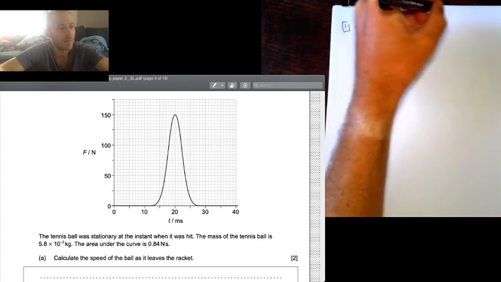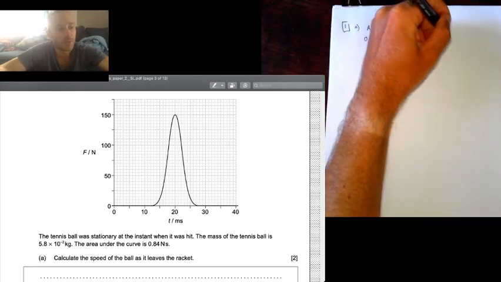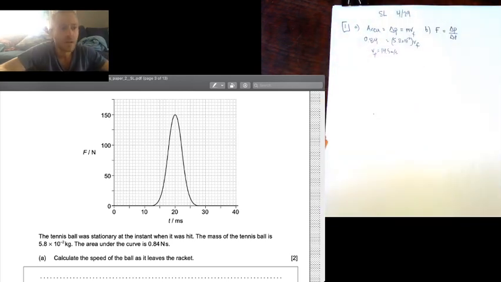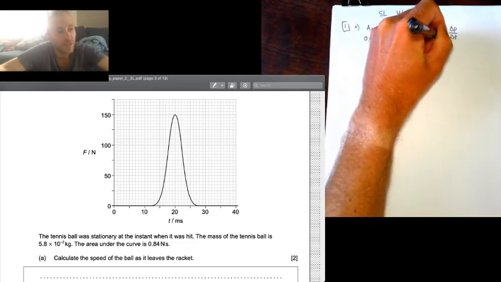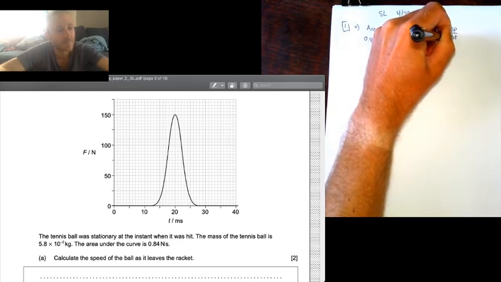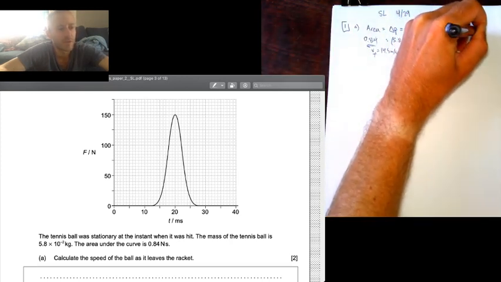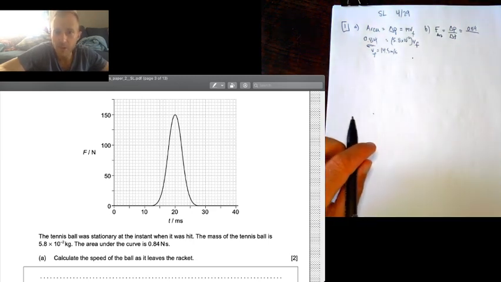Actually, we could use the sneaky form of Newton's second law, and say that force is change in momentum over change in time. Because the force is changing, this is actually the average force. The change in momentum was this 0.84. Then we have to figure out the change in time. That would be the width of this bell curve here.